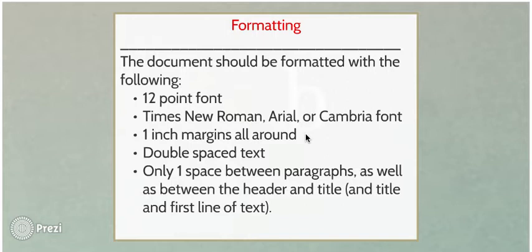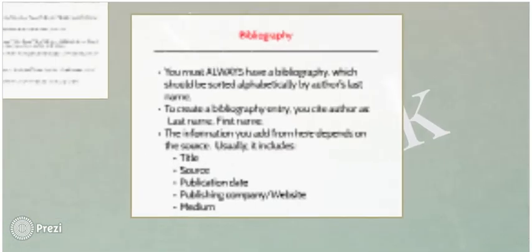Double space your text, and then only one space between paragraphs. So if you go into the settings where it says paragraph, you can click don't add extra space between paragraphs. Make sure you click that, and then where it has the numbers that you can do, you want it to be no more than 6. So that should be all correct.